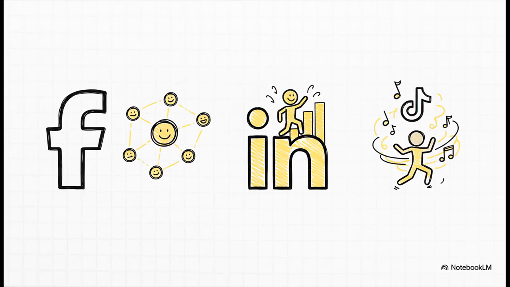So the crucial point is this. The platform sets the stage. Facebook is for connection, so we tend to show our real self. LinkedIn is for promotion, so we naturally lean into our ideal self. And TikTok, that's all about entertainment, so it can be a wild mix of anything. The platform's purpose really does shape our performance.